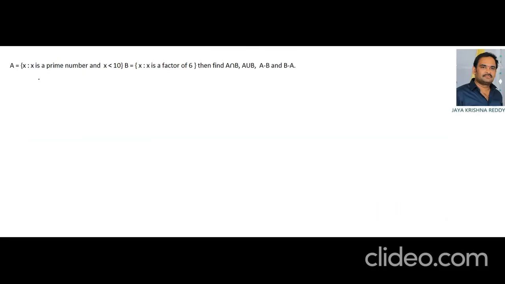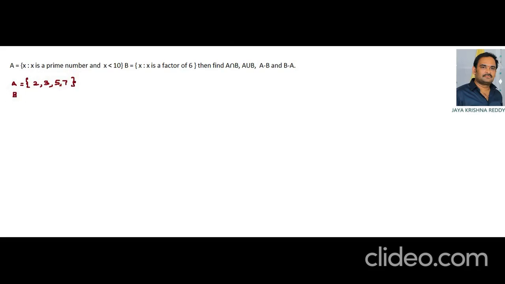Let us solve one more question. Set A equals x such that x is a prime number and x less than 10, and B equals x such that x is a factor of 6. Here the two sets are given in set builder form. We have to write the elements for those sets first. So set A equals, here we have to write the prime numbers less than 10. The prime numbers less than 10 are 2, 3, 5 and 7.